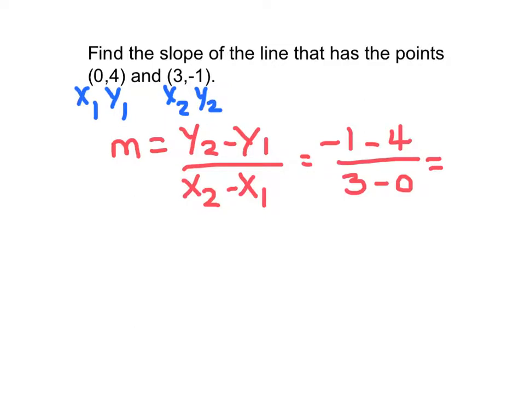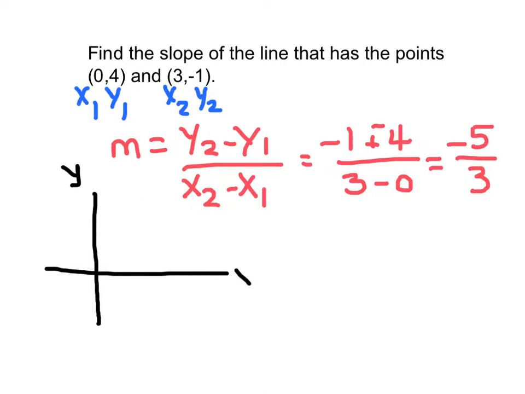Now let's simplify. Negative 1 subtract 4 is the same as negative 1 plus negative 4, so that's a negative 5. And 3 minus 0 is 3. So the slope of the line that goes through the points 0, 4, and 3, negative 1 is going to be negative 5/3. Now if I did a real quick sketch of this graph.